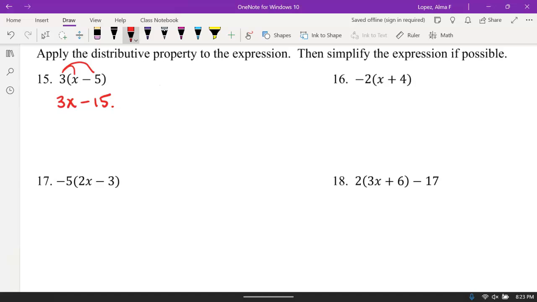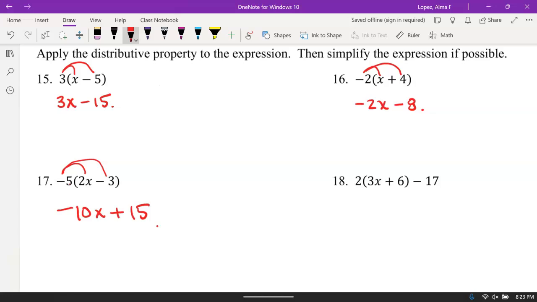And we'll scoot over. Negative 2 times x is negative 2x, and negative 2 times 4 is minus 8. I don't have anything I can combine. X's and 8's can't go together, so we're done. Let's look at 17. Negative 5 times 2x. You multiply the numbers out in front. That is a negative 10x. And then negative 5 times negative 3. Well, a negative times a negative is positive, and 5 times 3 is 15.